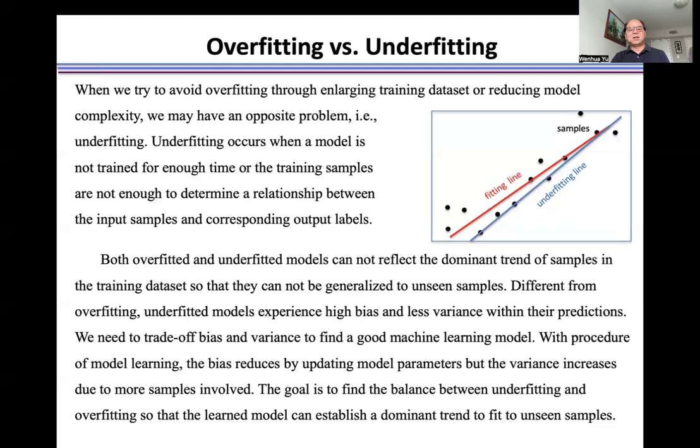With the procedure of model learning, the bias reduces by updating model parameters, but the variance increases due to more samples involved. The goal is to find the balance between underfitting and overfitting so that the learned model can establish a dominant trend to fit to unseen samples.